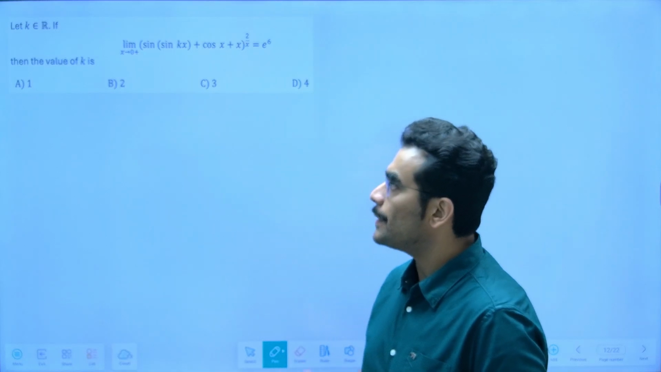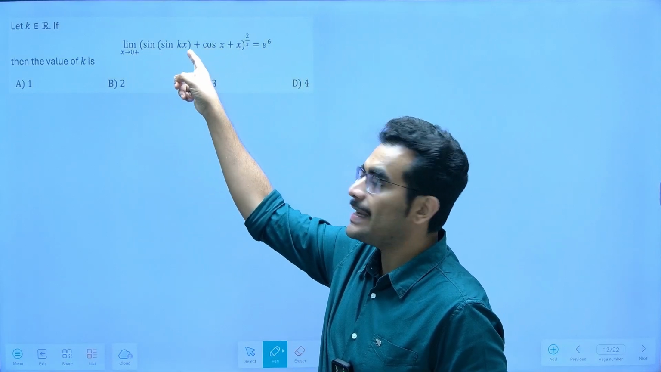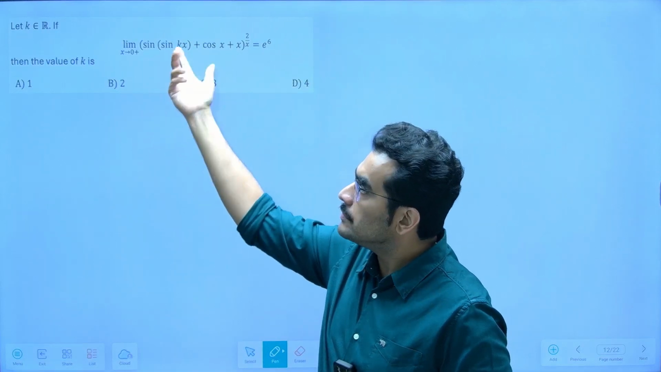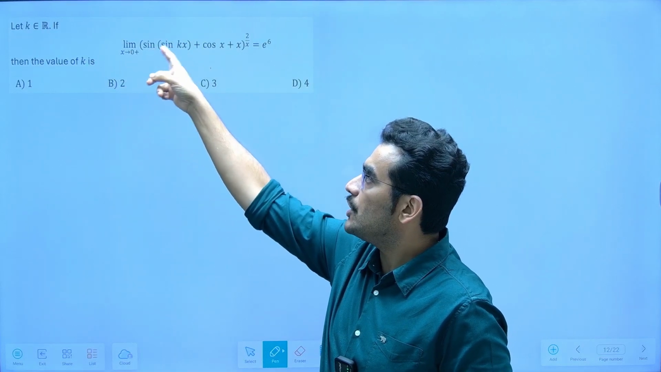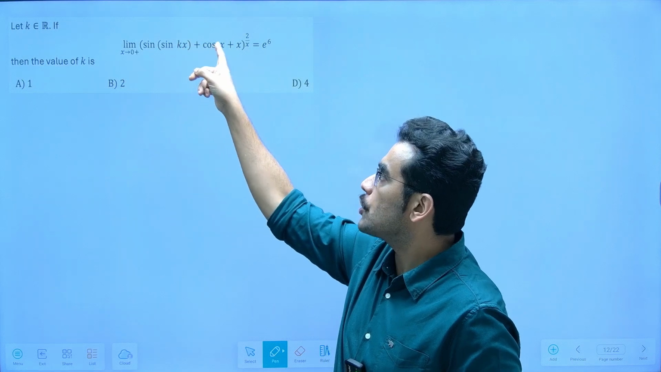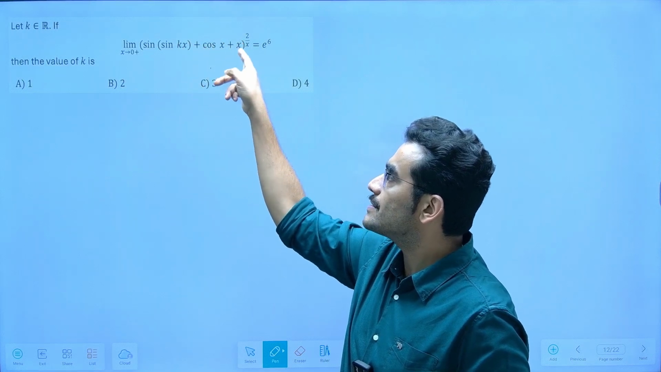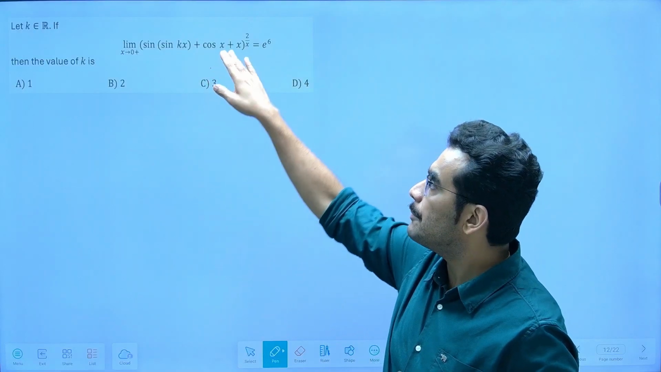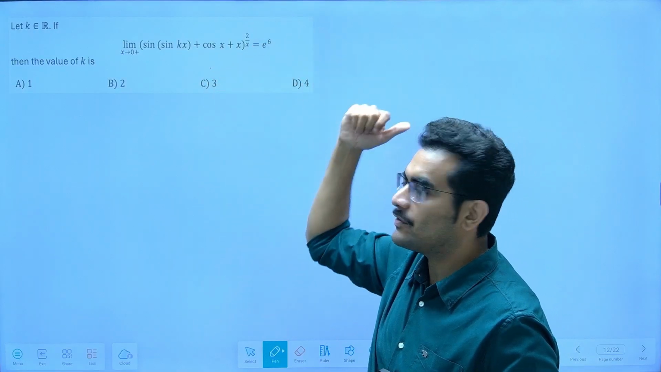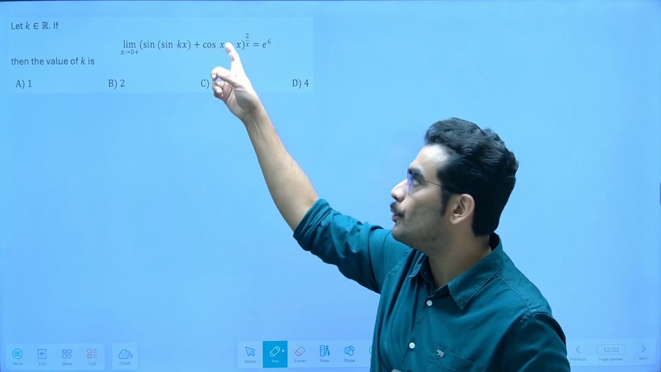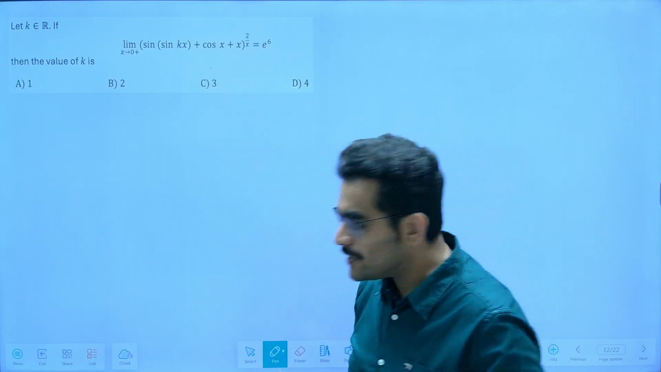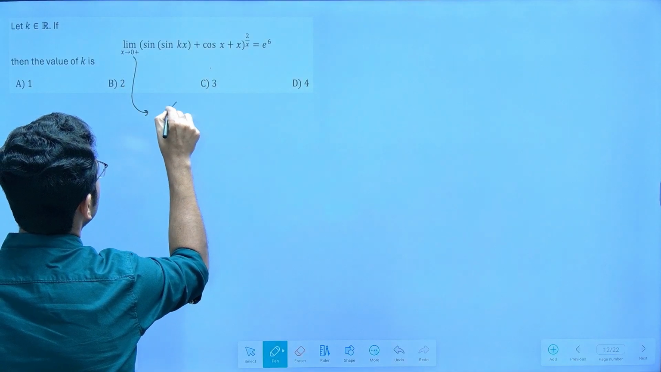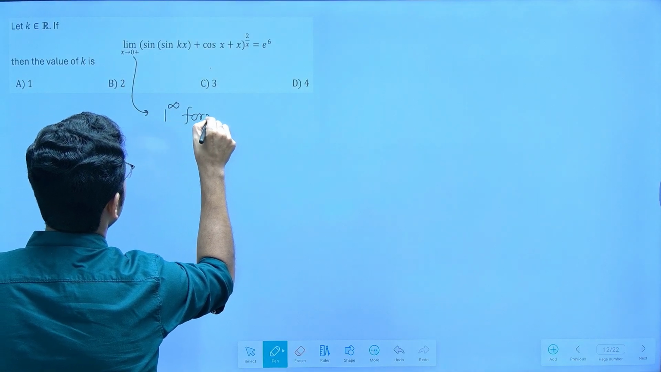First of all, what is the form of the limit? As x tends to 0 plus, sin kx is tending to 0, and sine of 0 tends to 0, plus cos of 0 tends to 1. So the base is tending to 1 and the power 2 by x is tending to plus infinity. So this limit is 1 to the power infinity form.